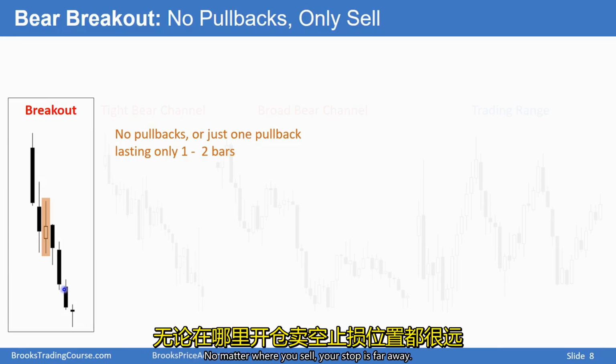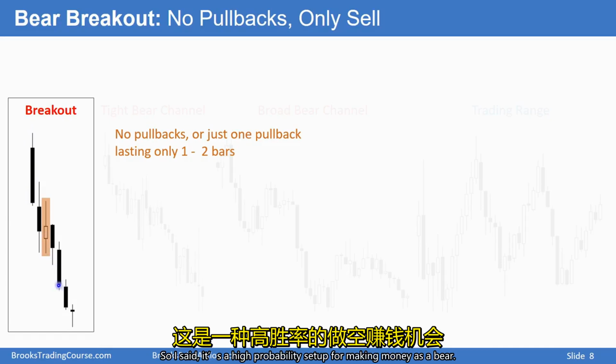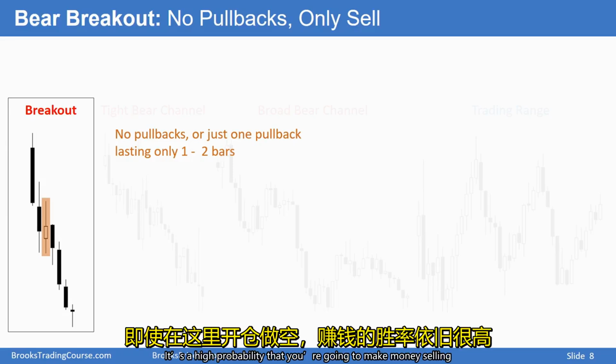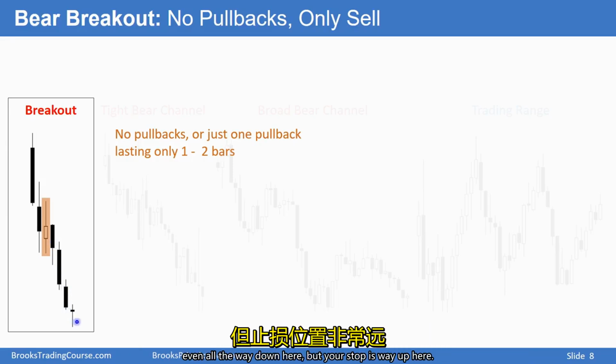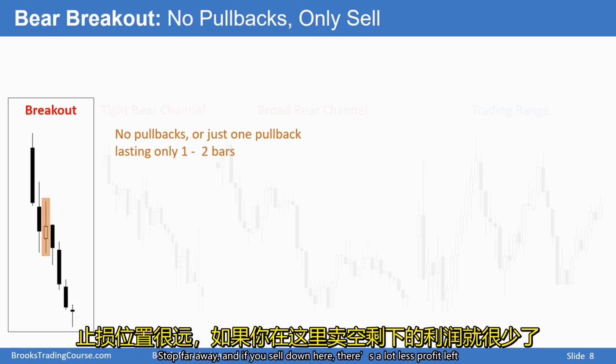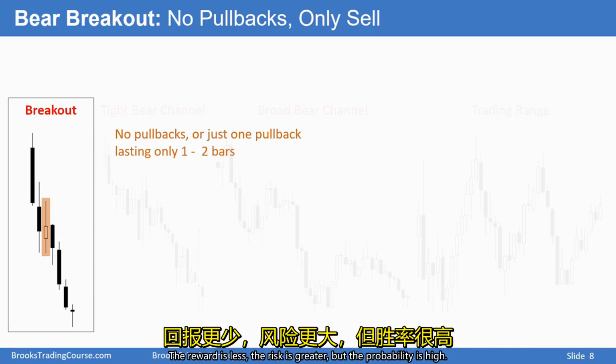No matter where you sell, your stop is far away. So I said it's a high probability setup for making money as a bear. Whenever you have high probability, you have bad risk reward. It's a high probability that you're going to make money selling even all the way down here, but your stop is way up here. So your risk is great. You always pay for high probability with bad risk reward. Stop far away. And if you sell down here, there's a lot less profit left than if you sold up here. The reward is less, the risk is greater, but the probability is high.